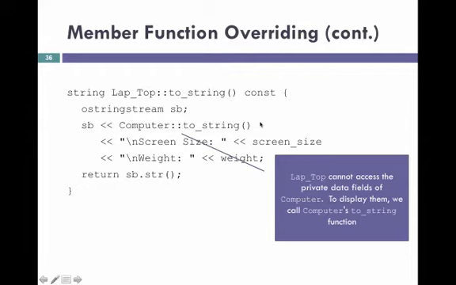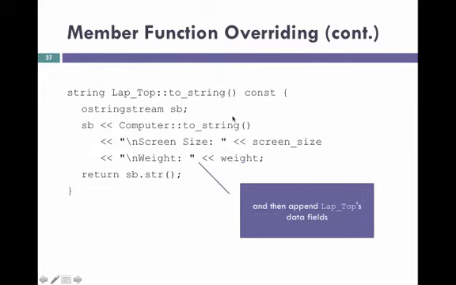Because now if, for instance, the computer definition were to change later and add a new field, we would immediately pick that up and represent that in the toString for laptop. And then after it calls the computer toString method, it appends the new fields that laptop defines.